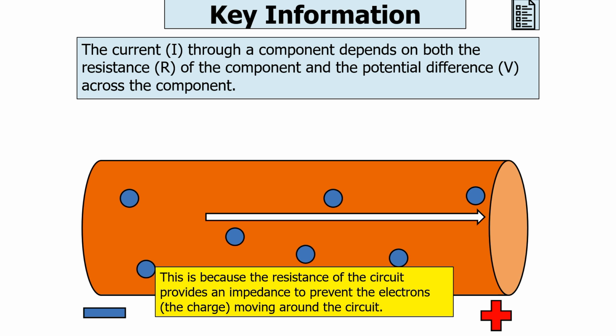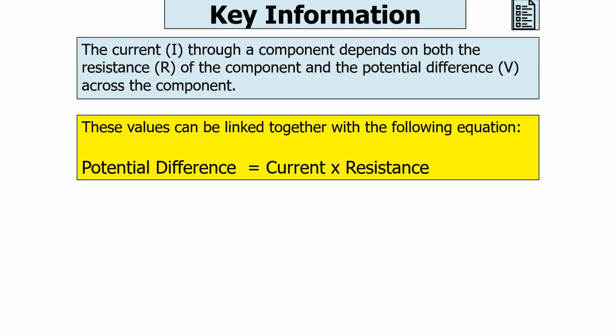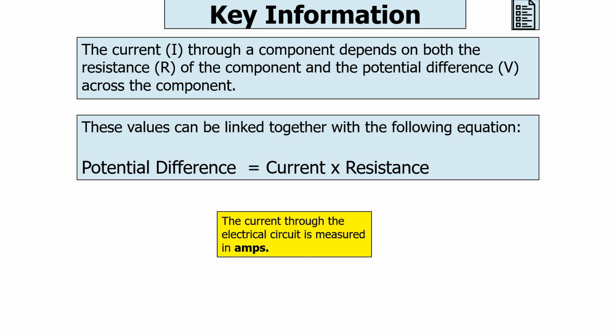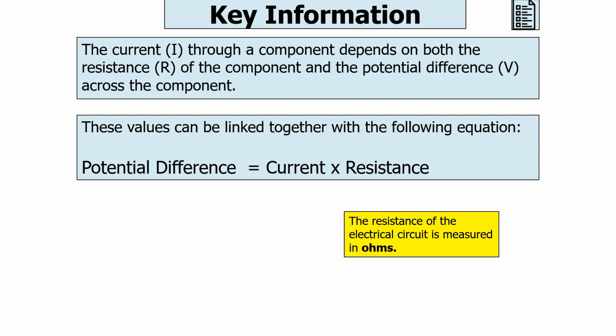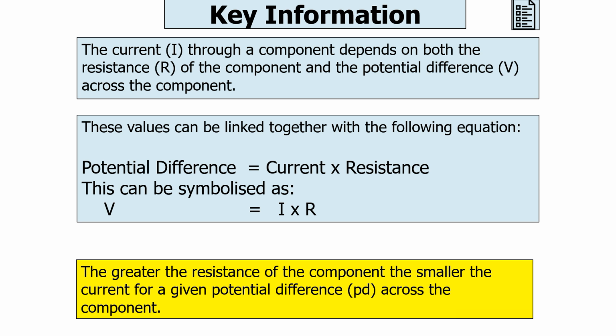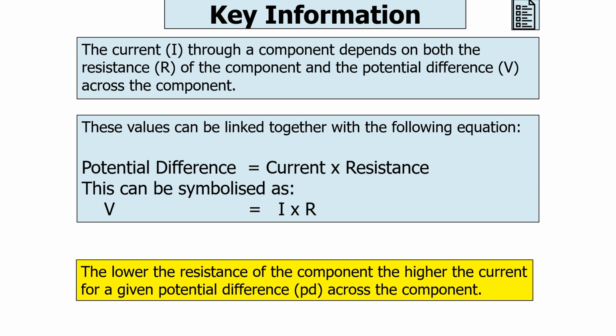So we can link this in the following equation. Potential difference is equal to current times by resistance, where potential difference is measured in volts, current is measured in amps, and resistance is measured in ohms. We can symbolize this with the equation V equals IR. So the greater the resistance of the component, the smaller the current for a given potential difference across the component. The lower the resistance of the component, the higher the current for a given potential difference across the component.